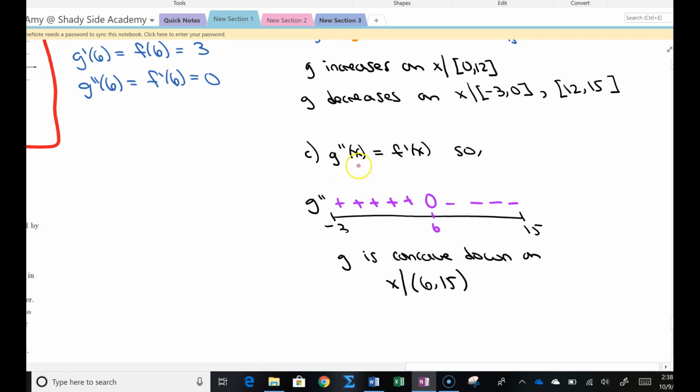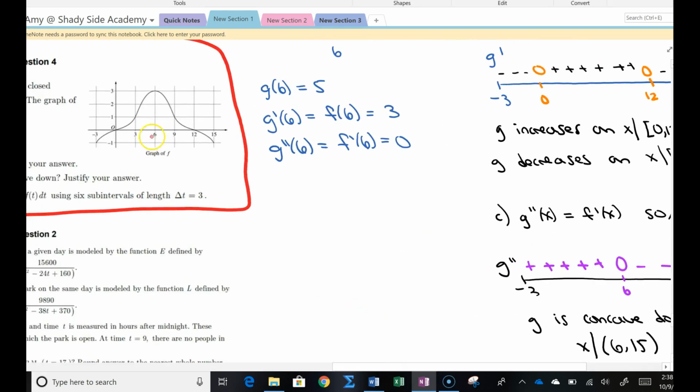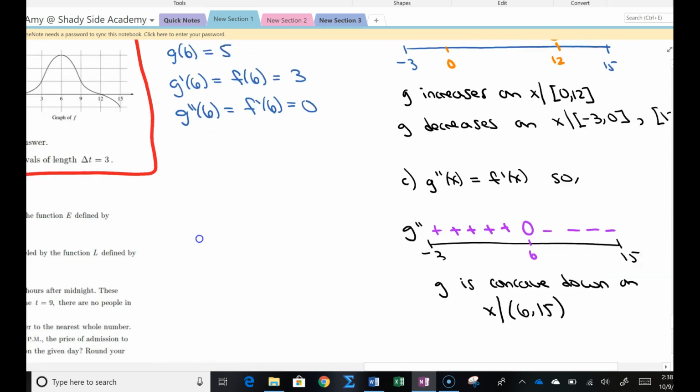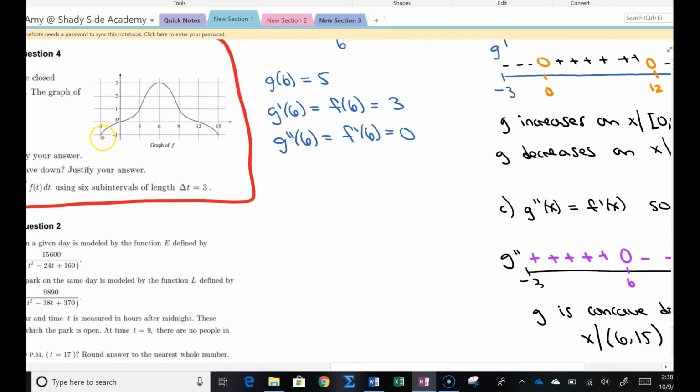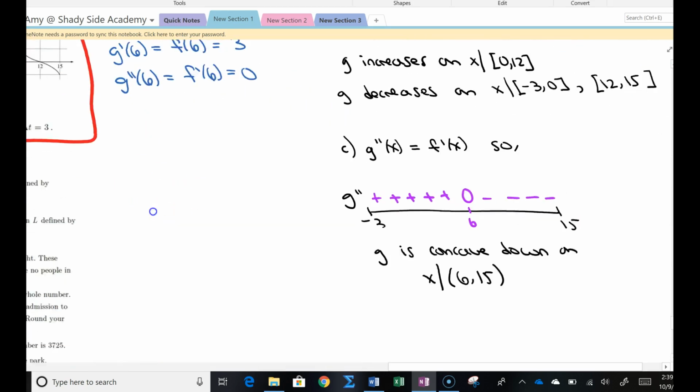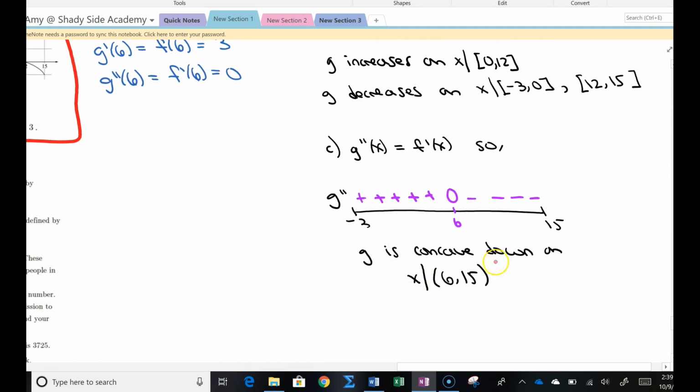So I found here g double prime equals f prime. The critical point for f prime is here at 6. So g double prime equals 0 at 6 because f prime at 6 equals 0. You can see here g double prime, which is f prime, is positive, then negative, because the function f is increasing, then decreasing. So the interval where g is concave down is 6 to 15.